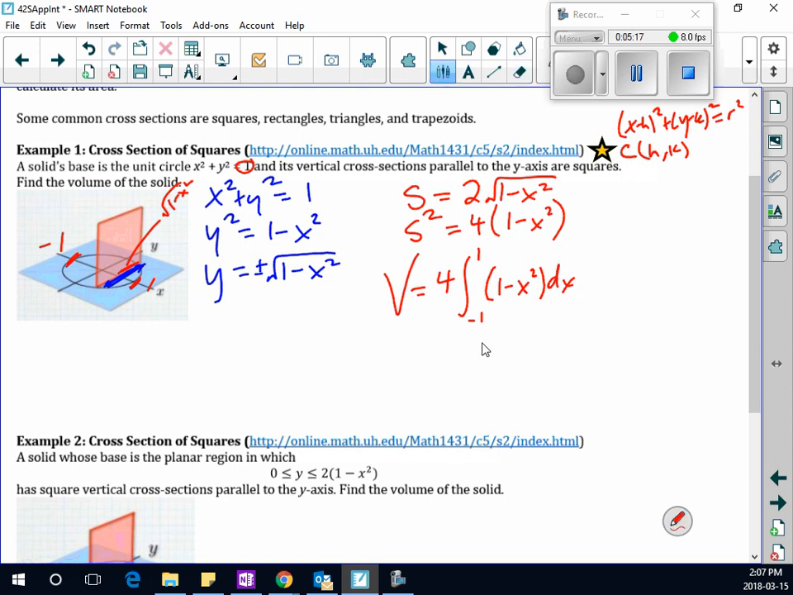Okay, so this is going to equal 4 times the bracket. If I integrate, I get x minus 1/3 x cubed, from negative 1 to 1. Yes?